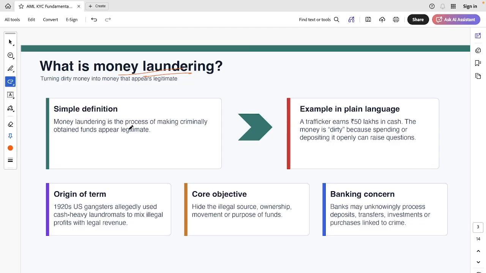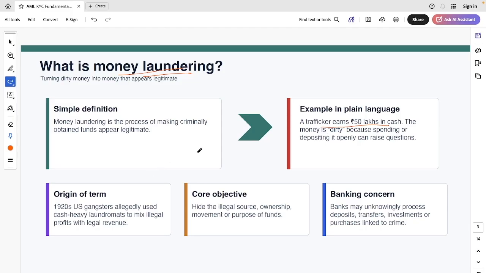Let's take a small example. Suppose a criminal earns 50 lakh rupees in cash from an illegal activity. The criminal cannot simply walk into the bank and say, "Hey, please deposit this money," without any questions being asked. They would immediately raise suspicion from the banker's point of view. So the criminal needs a story. Maybe the money should be shown as business income. Maybe it should be passed through multiple accounts in smaller values. Maybe it should be used to buy property. Maybe it should be routed through shell companies.